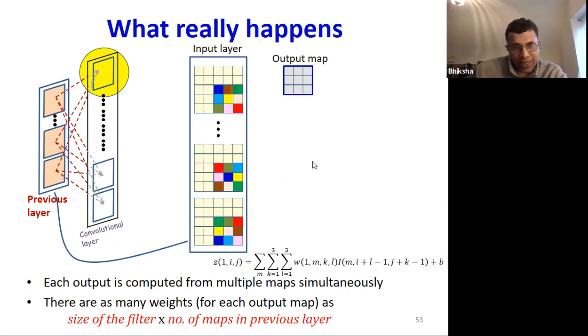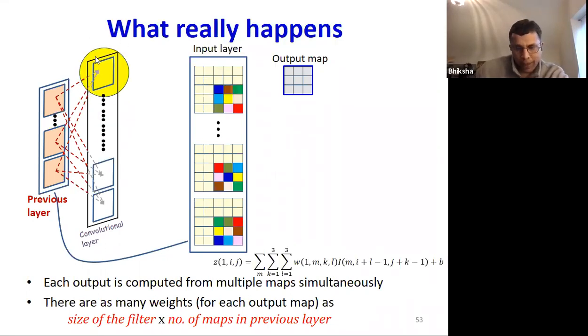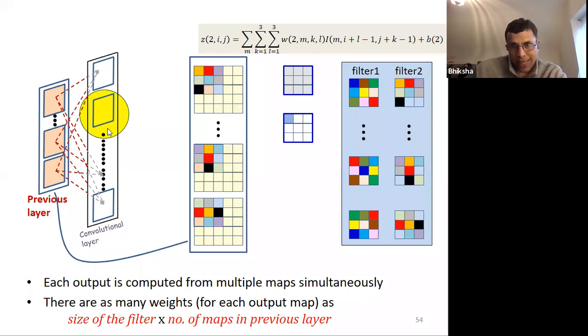But then each layer has several such maps. So to compute the second map, which is this guy over here, the previous computation only computed this first fellow, right? To compute the second map, which is this guy over here, you'd have a second filter, which is different from the first filter. And now this filter is going to be placed over these maps, and then you'd perform the same kind of computation again to compute the second map.